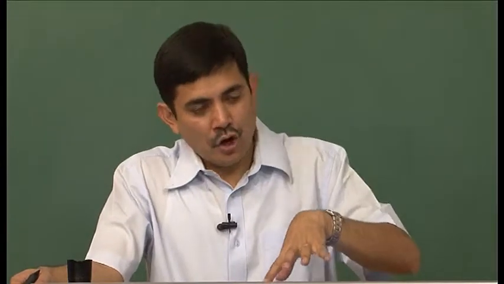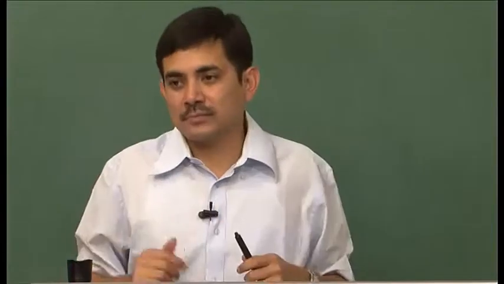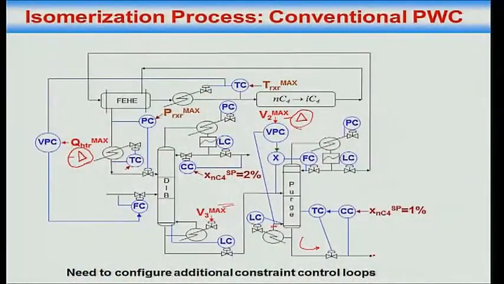Here, if you are not hitting a constraint, if you are away from the constraint limits, there is no problem, this will run. The moment you get to a constraint, you have to do things, right? That is the problem with this structure. And as a consequence of that, you need to configure additional constraint control loops in this system.